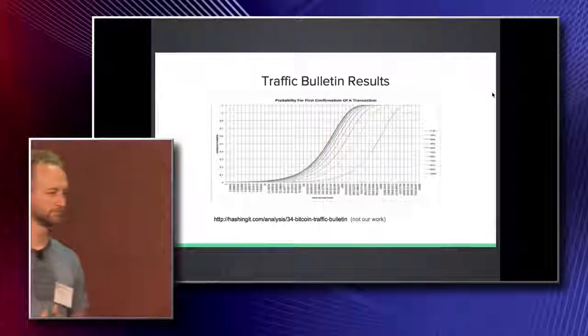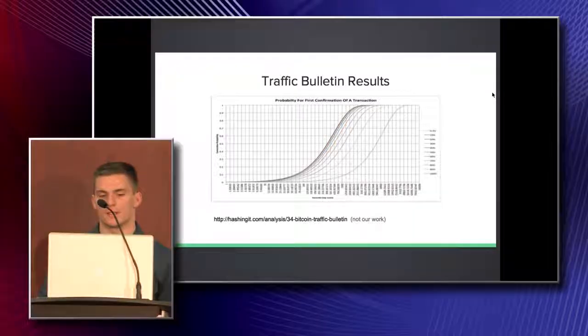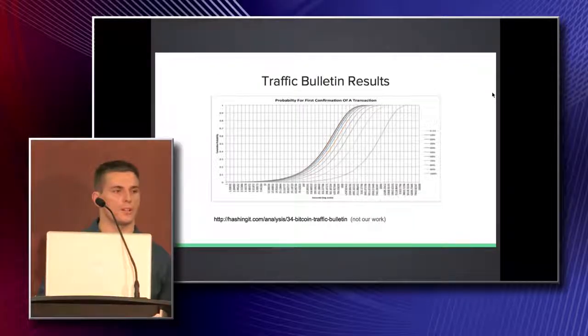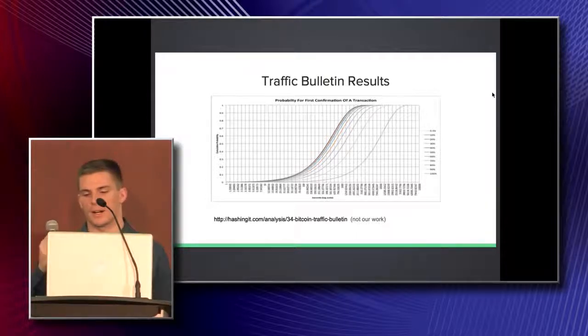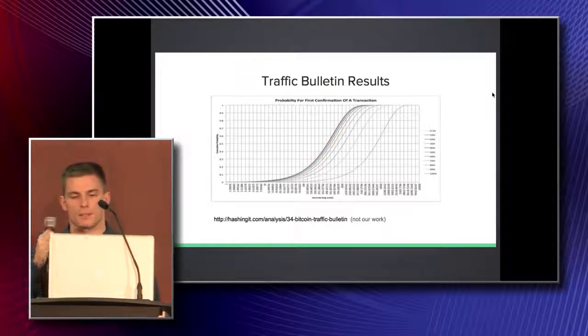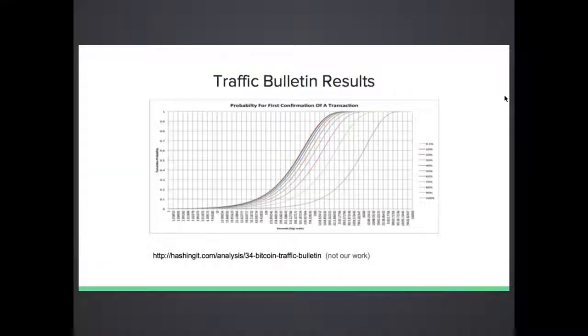All right, so this is an example of the Bitcoin traffic bulletin's results. Here we have an S-curve essentially displaying the cumulative probability distribution of a transaction's confirmation time given the load on the network. On the right-hand side, you see a legend that goes from 0.1% to 100% of the Bitcoin network load. And you see going across the graph that those transaction times tend to increase, and the separation increases with the increase in load.